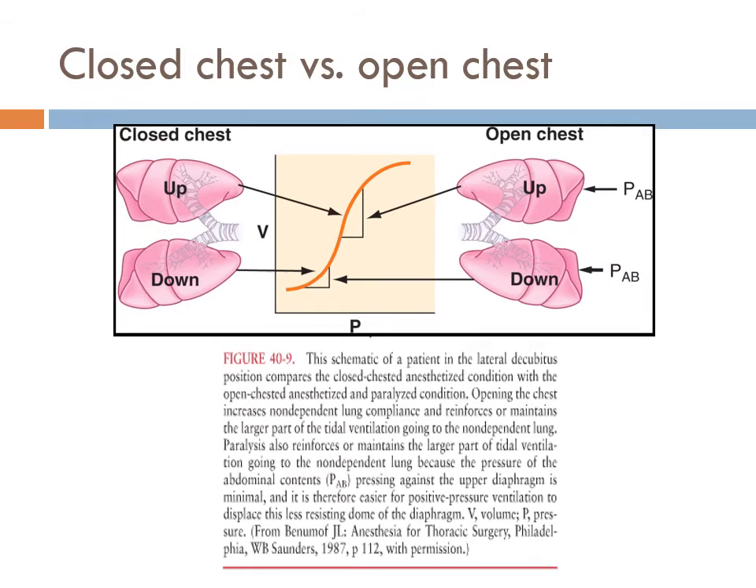I'll finish these graphs and then we'll take a break. Okay, so this one is another picture. Basically, if you open the chest, you're going to get more compliance in the non-dependent lung. So that's what that's showing. You don't see too many stark differences here.